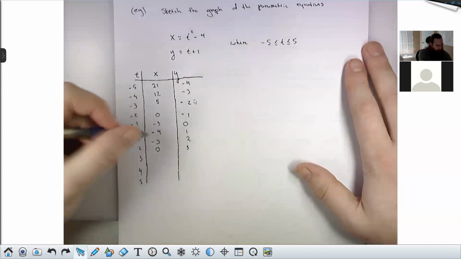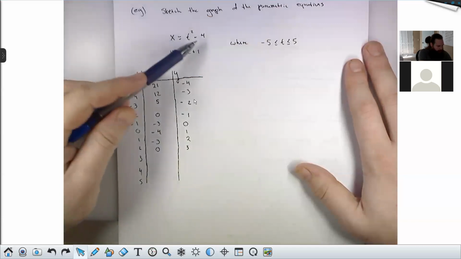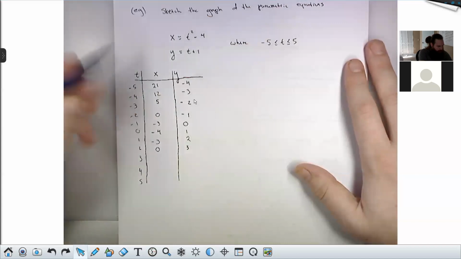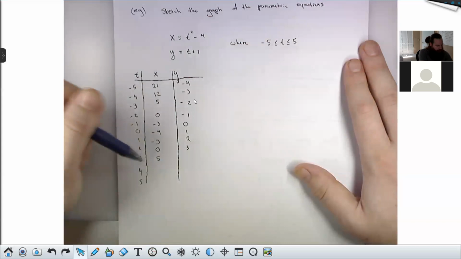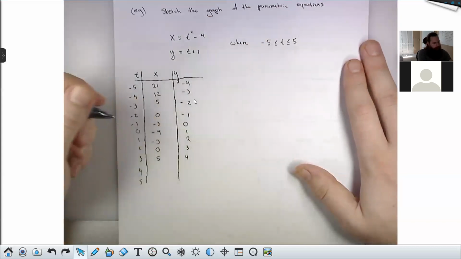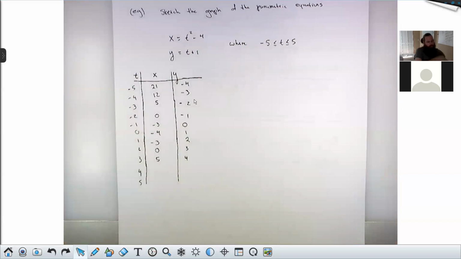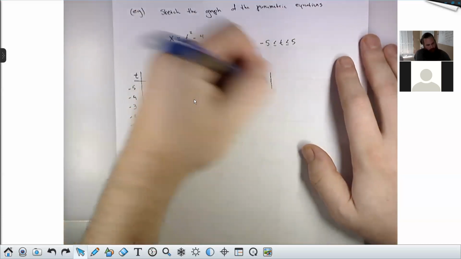So the next fellow here is probably going to, let's see, if I plug in 3, then this would be 9 minus 4 is 5. So we're back to that x value. And if I plug in 3 for t here, I'll get 4. I feel like I have plenty of points now. So let's start drawing a graph.